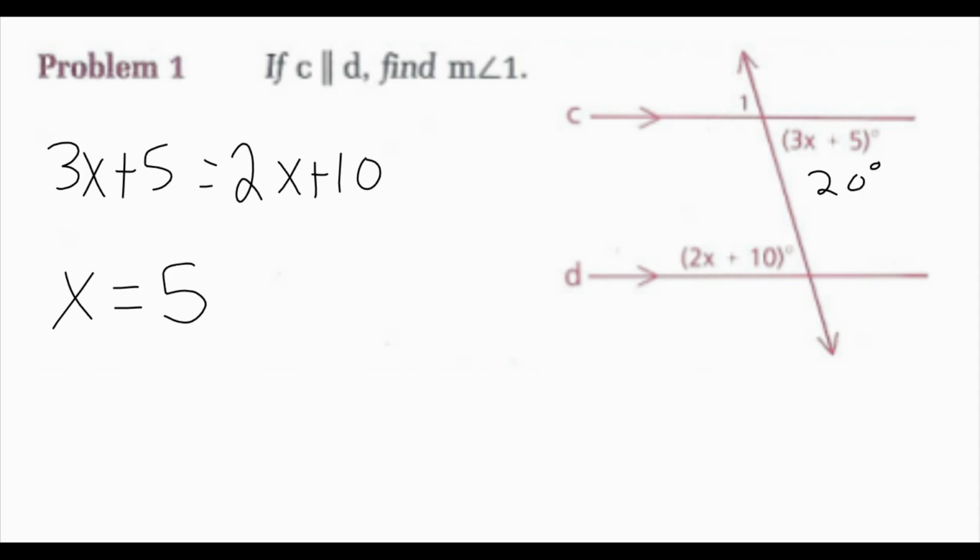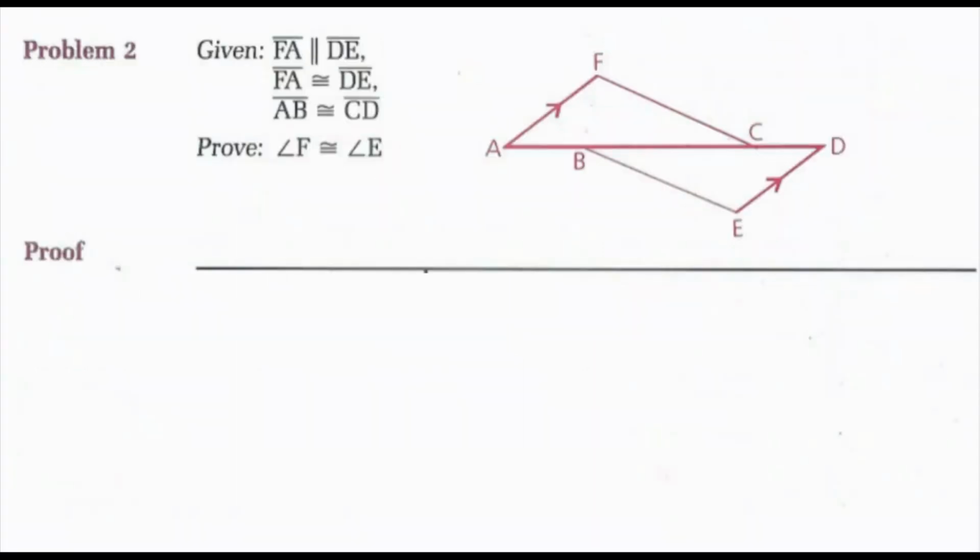Notice angle 1 and my 3x plus 5 angle are vertical angles, making angle 1 20 degrees, because I know vertical angles are congruent. In problem 2, I have the following givens. I want to prove that angle F is congruent to angle E. Looking at our first given, we have line FA is parallel to line DE.